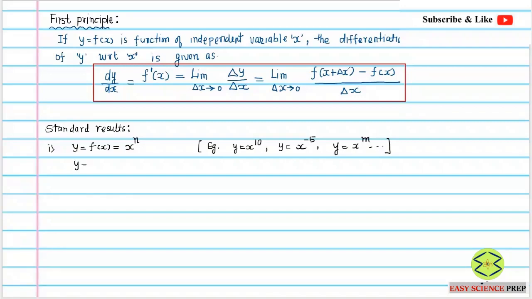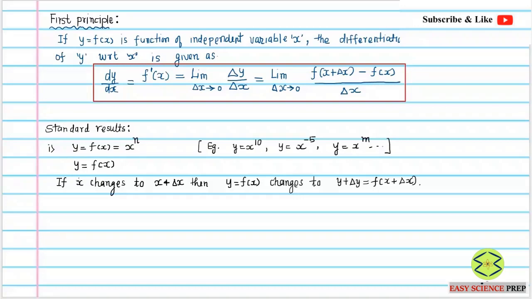So y is f of x. If there is a small change in x, so if x changes to x plus delta x, where delta x is a small or infinitesimally small change, then y equal to f of x changes to y plus delta y, which is f of x plus delta x. So here delta y is the change in y.